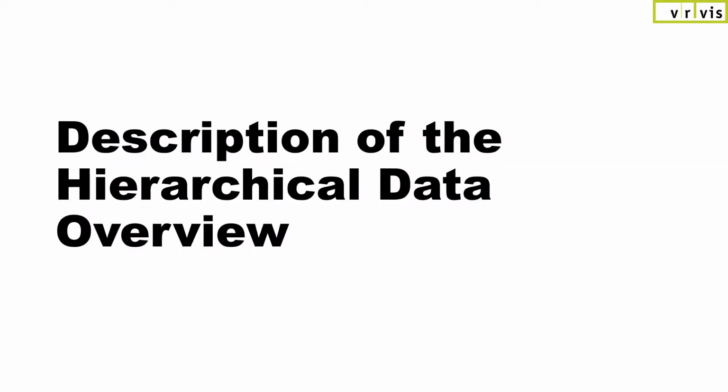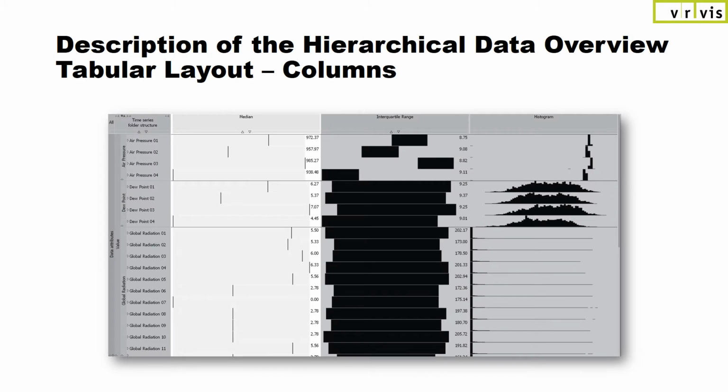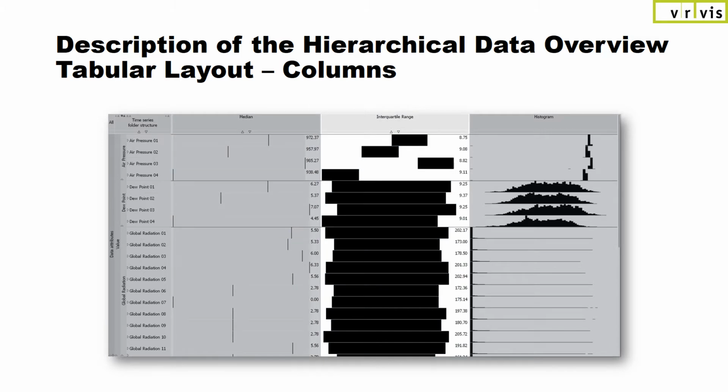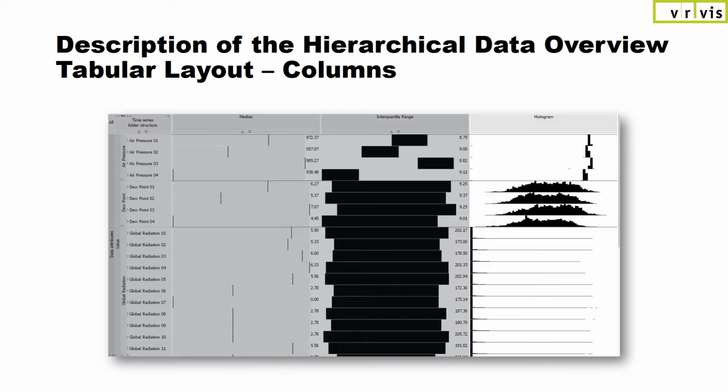The hierarchical data overview framework supports three different types of statistical properties. Central tendencies, for example the median, are encoded as lines. Dispersion, for example the interquartile range, are encoded as areas. And frequency distributions are encoded as histograms.